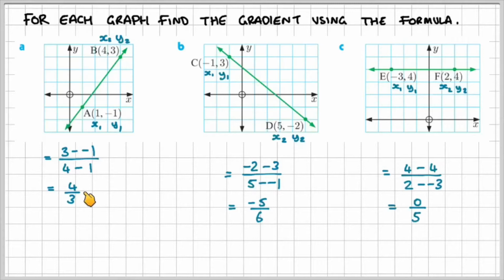For graph A, it's 4/3. For graph B, the gradient is negative 5/6. And for graph C, the gradient is 0.